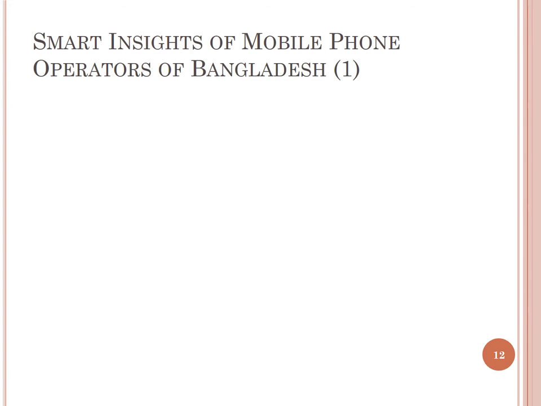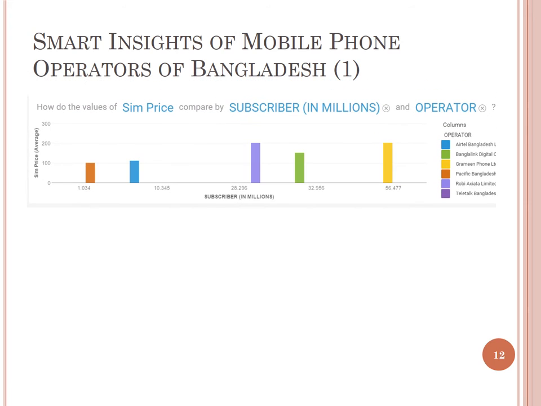Using IBM Watson Analytics, the mobile phone operator data of Bangladesh is analyzed. The first figure shows the operator with numbers of subscribers and SIM price. Grameenphone has the most number of subscribers, which is 56.47 million. Then there is Banglalink and Robi with 32.56 and 28.2. These three are the most popular operators.